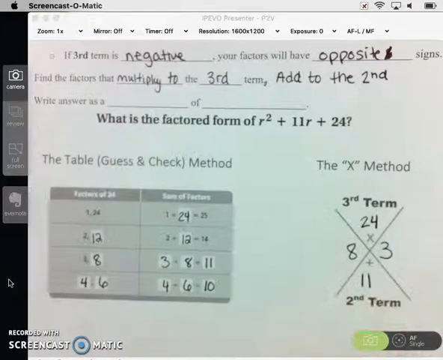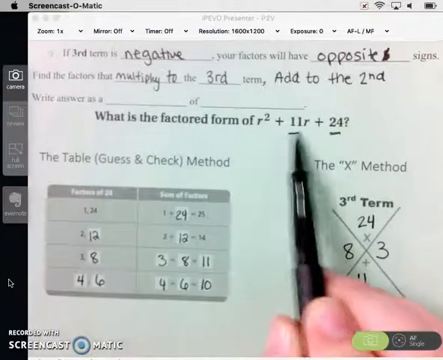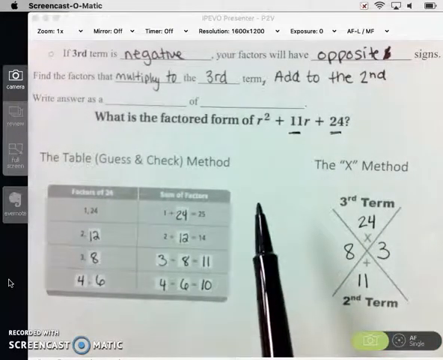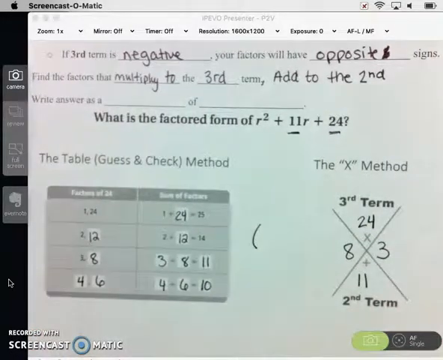So now, once we get past that first initial step of figuring out the factors of 24, the third term, that add up to 11, the second term, we need to write it as two new binomials.